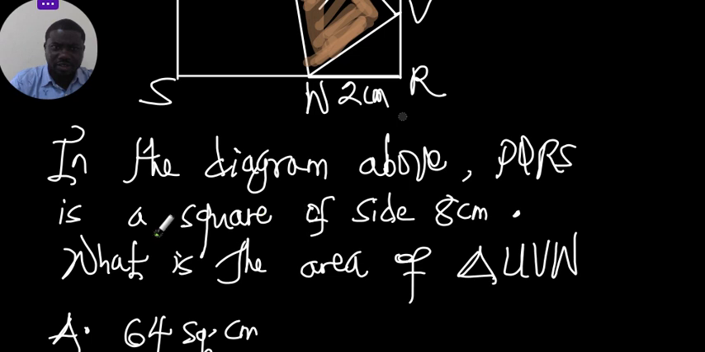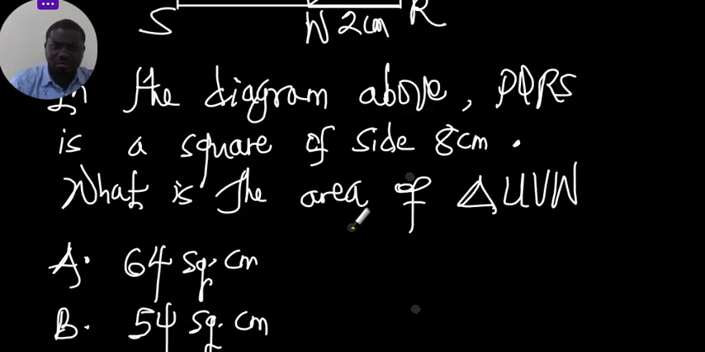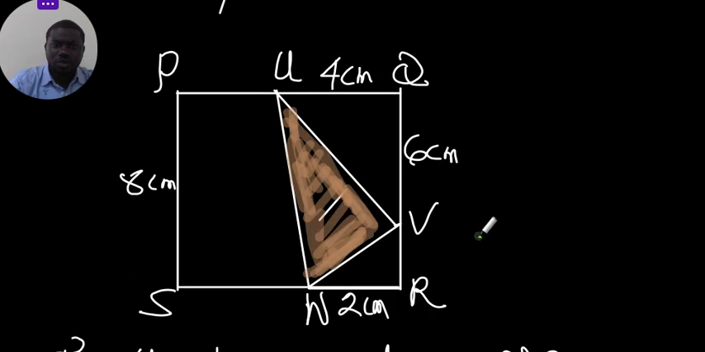We have a square PQRS, each of side 8 centimeter. What is the area of triangle UVW? So PQRS is a square. The side is 8 centimeter, and we are required to find the area of the part we have just shaded now. So if we have that situation, then here is 4 centimeters, so that the whole length can just be 8 centimeters. So this is supposed to be 8 total. So definitely here we have 6. Also here we are supposed to have a total of 8. So this is 6. So obviously this part is 2 centimeters.